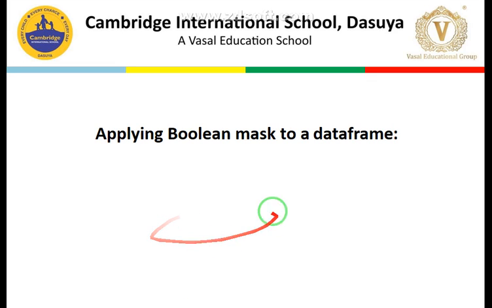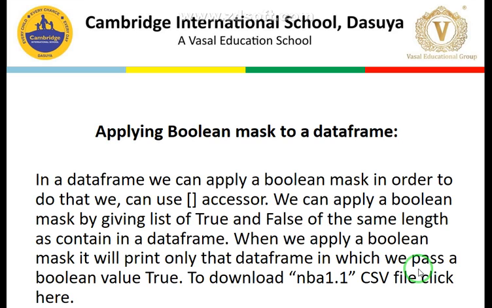Now coming to our today's task, that is applying a boolean mask to a data frame. So what is this one? In a data frame we can apply a boolean mask. In order to do that, we can use this square bracket accessor.